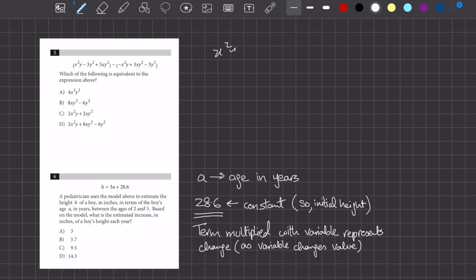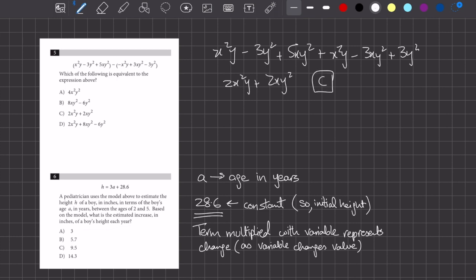In question 5, we first expand the brackets, meaning multiply negative with all terms in the right bracket, and then just combine the like terms, giving us answer C. Question 6 asks for the yearly increase in height. 28.6 is just a lone constant, so that's just the age in the beginning, which tells that 3 is the increase, or option A.